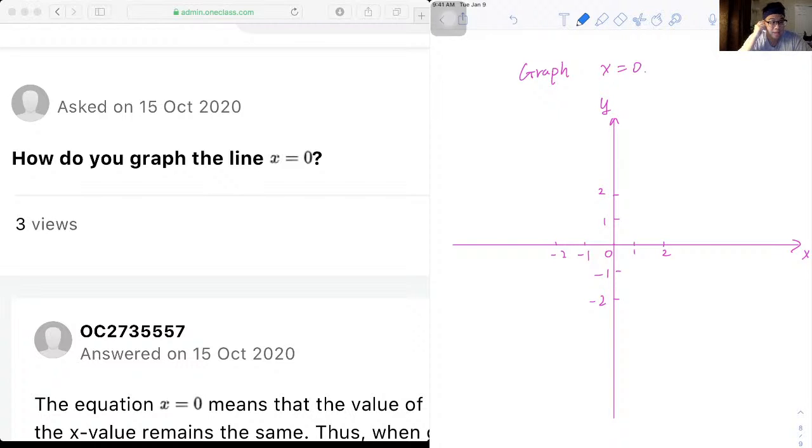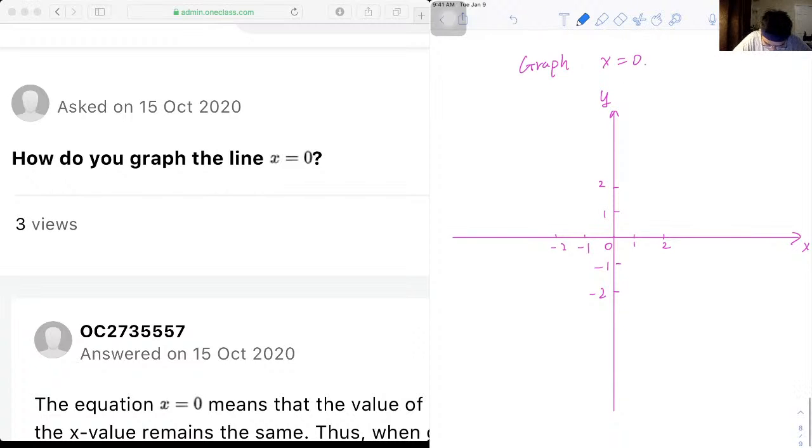So the equation x equal to 0 just means that the value of x is constant, and for any y value, the x value remains the same. Thus, the graph is a vertical line at x equal to 0, which is actually the y-axis. So it should be right here, and that is x equal to 0.